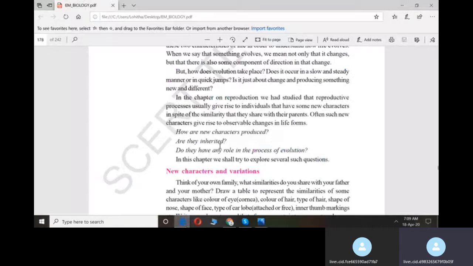Next question is, are they inherited? Yes, they are inherited from our grandparents also. From grandparents also we inherit some of the characters, because our parents inherit characters, and we inherit from our parents. From the grandparents' characters, we are going to inherit.